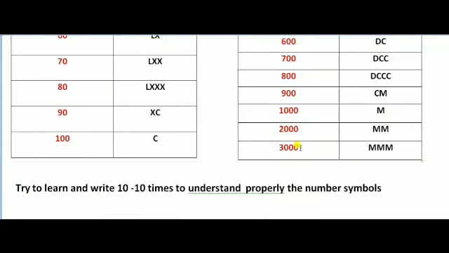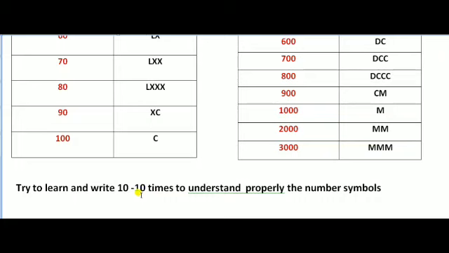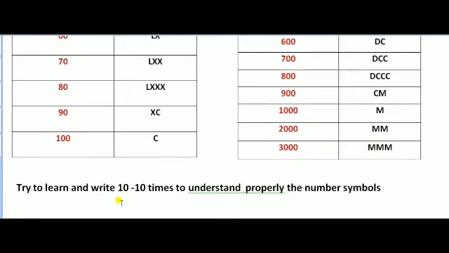1000 is M. For 2000, repetition of M twice. For 3000, repetition of M thrice. So try to learn and write these symbols 10 times to understand the number symbols properly. If you want to learn the concept of the symbols, you have to do the learning and writing work, and it will be helpful to you.